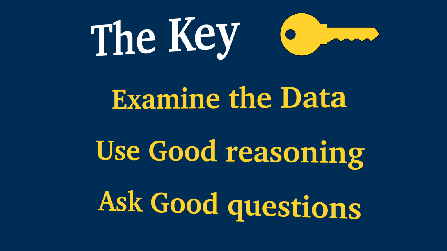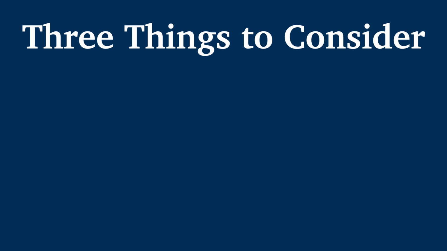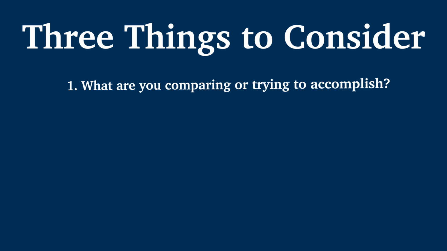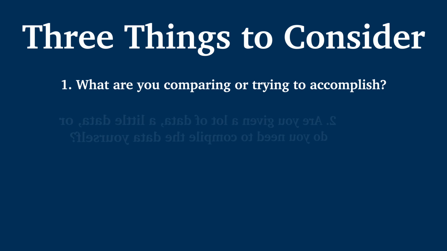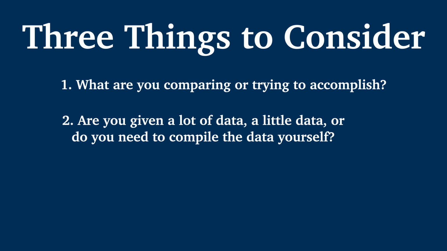So one more thing before we dive into the assignment is these 3 things to consider. And no matter which scenario you pick, think about these 3 things with the scenario that you pick. So the first one is, what are you comparing or trying to accomplish? So if you're comparing 2 scenarios and you have to pick one, think about what you're comparing, and then also think about what you are trying to accomplish in the end goal. Second thing is, are you given a lot of data, a little data, or do you need to go compile more yourself? Because there's one scenario where you have to actually compile the data yourself.